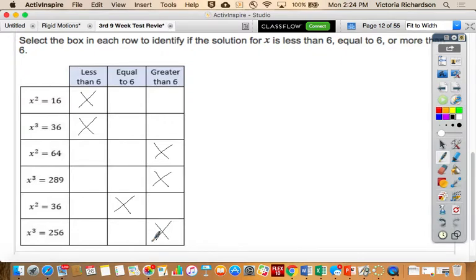Remember, do these in your calculator. For square root, you hit second and then x squared. And for cube root, you hit the number 3, the second button, and then the raise the roof button.